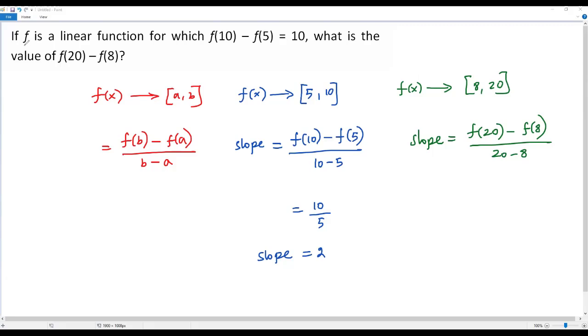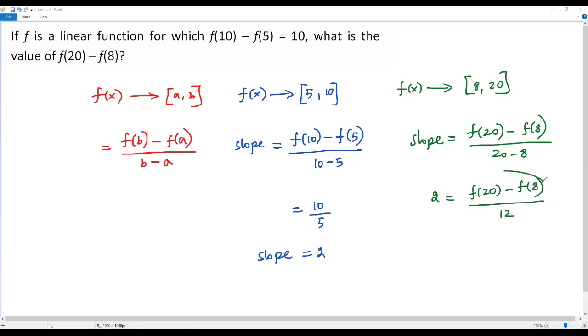The question says f is a linear function. If a function is linear, its slope is a constant, that is, the slope is the same everywhere. We already got the slope of the function as 2 over the interval (5, 10). When I find the slope of the same linear function f(x) over the interval (8, 20), I will again get the same slope 2, because f is a linear function. So now we can plug in this 2 for the slope here. Then I get 2 equals f(20) − f(8) divided by 20 − 8, which is 12.